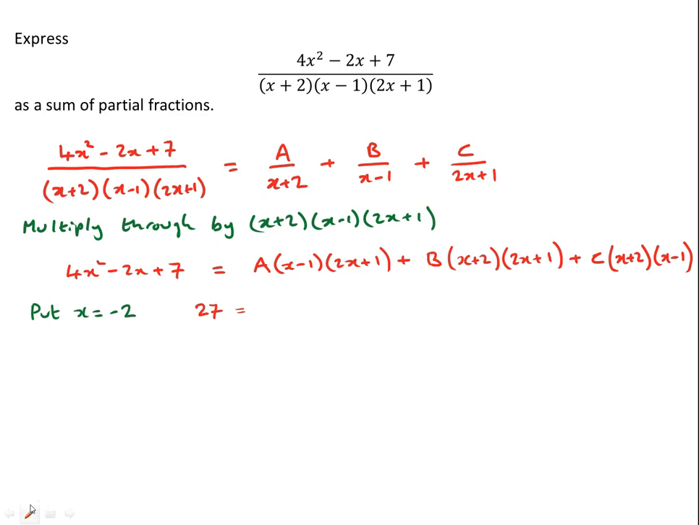On the right hand side, the first term becomes a times by minus 3 times by minus 3. So that becomes 9a. The second term is simply b times 0 times something. And the third term is c times 0 times something. So all we've got is 27 equals 9a. In other words, a must equal 3.